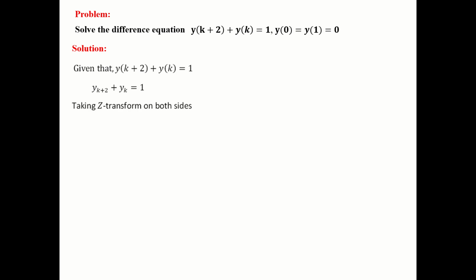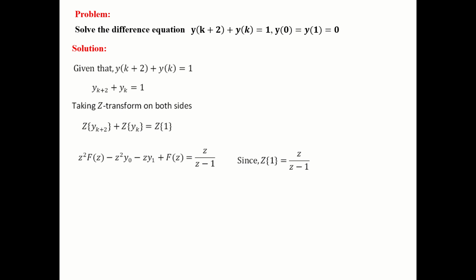Taking Z-transform on both sides, Z of y(k+2) plus Z of y(k) is equal to Z of 1. We know Z of 1 is equal to z by z minus 1. And for Z of y(k+2) and Z of y(k), we know the formulas, so we are substituting them: z square into F(z) minus z square into y0 minus z y1, plus F(z), which is equal to z by z minus 1.